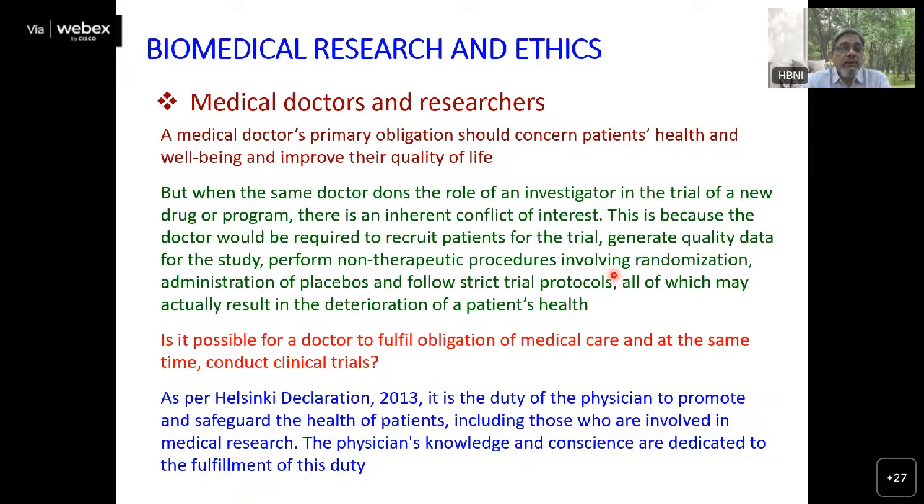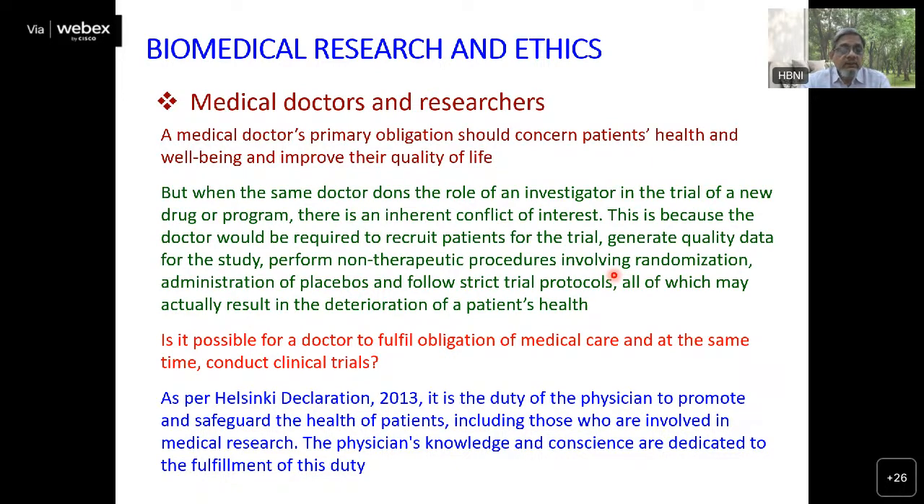So when you consider a medical doctor, his primary obligation would be concerning his patient's health and well-being, and he should be mainly interested in improving the quality of life. But what happens when the same person dons the role of an investigator in research, say for example in a trial of a new drug or a new drug program? Then there is an inherent conflict of interest. I'll tell you more about this conflict of interest in the coming slides.